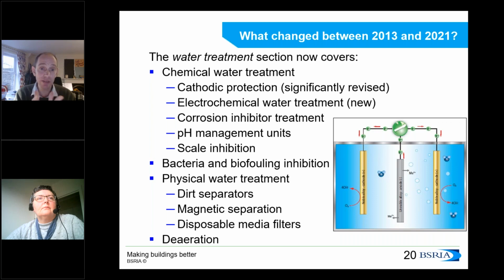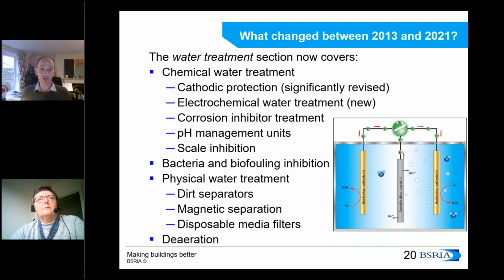Within chemical water treatment, we've defined that as including cathodic protection. We've got a lot more information on that now. We've got electrochemical water treatment in there, which is completely new information. And then the corrosion inhibitors, which has always been in there. pH management units, only a small mention of that, and scale inhibition. There's still a mention of that in there. We also have a separate section on bacteria and biofouling inhibition.